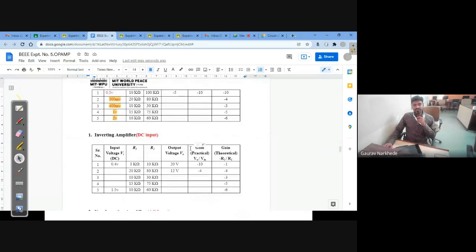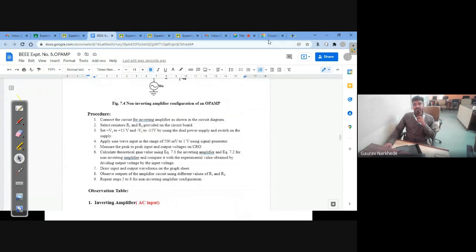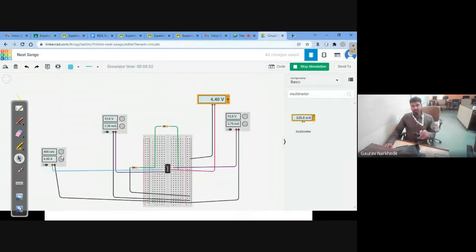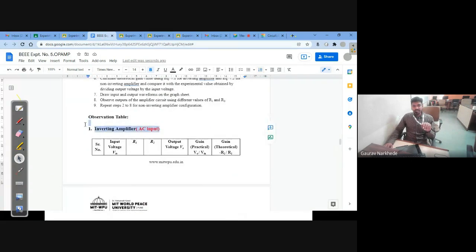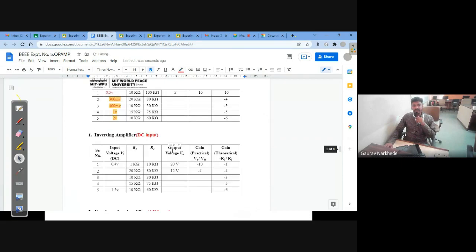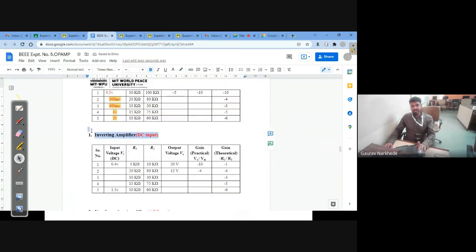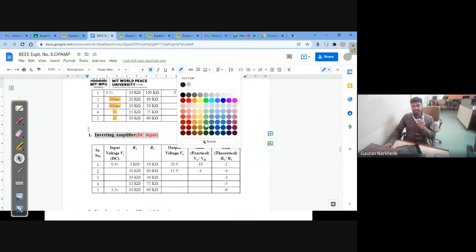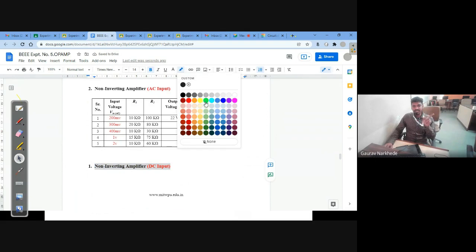Okay. So the same thing we need to connect by giving some AC voltage. So how will we give AC voltage? So this is completed, I will just highlight it. Inverting with DC is completed. Non-inverting with DC is completed. DC means DC input. Okay.